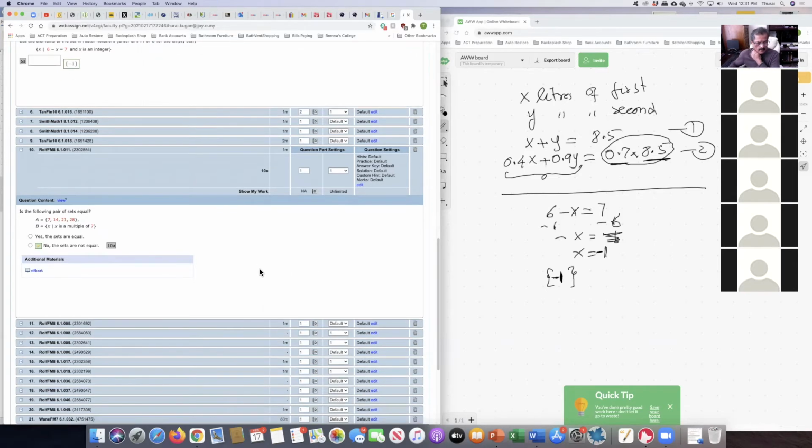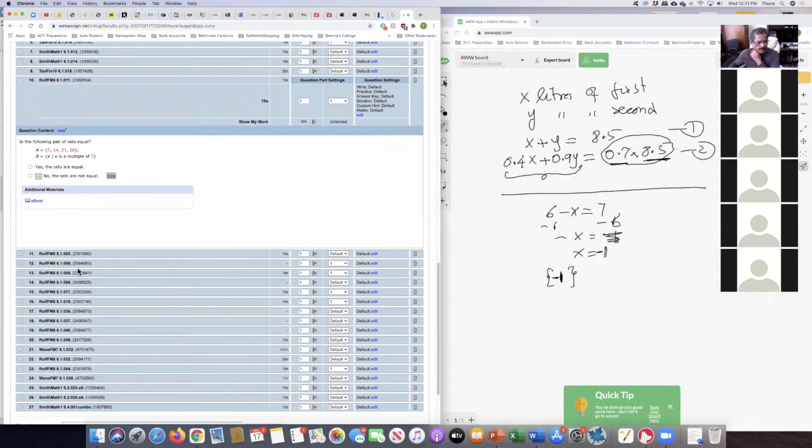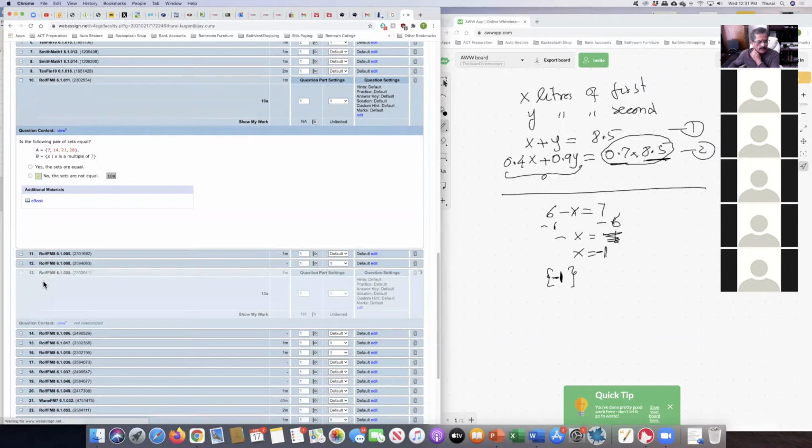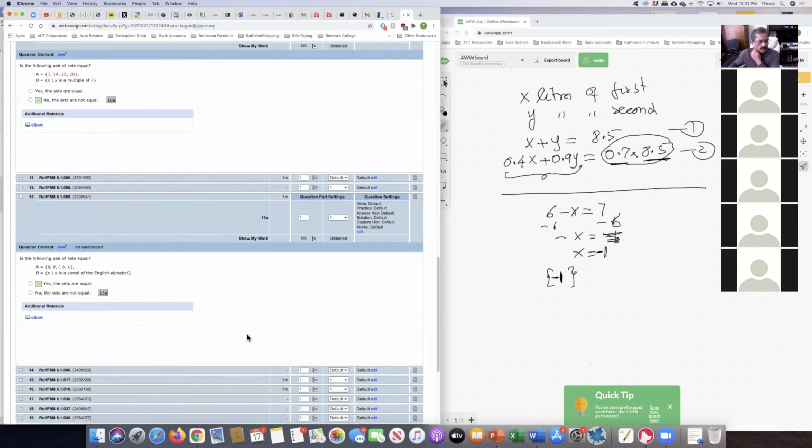Can you see the 13th one? Sure. Okay, 13. Set A has A, E, I, O, U. Set B has vowels in the English language. That's what they are, A, E, I, O, U. So they are equal. What about Y? Y is not a vowel. Only A, E, I, O, U are vowels. Okay.